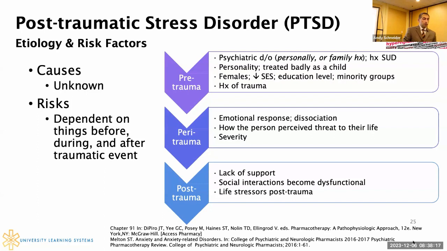All right. For PTSD, we tend to have a psychiatric disorder that you can have with a history of substance use, oftentimes personality, you may have been treated badly as a child, socioeconomic status, educational level, minority groups. It tends to affect more females, and that leads to PTSD. History of trauma.